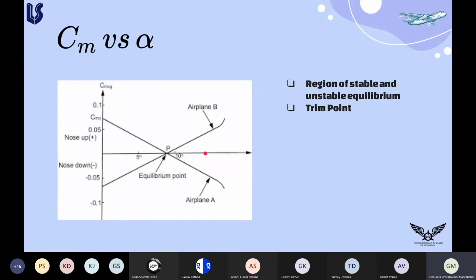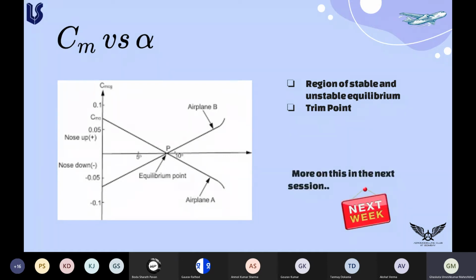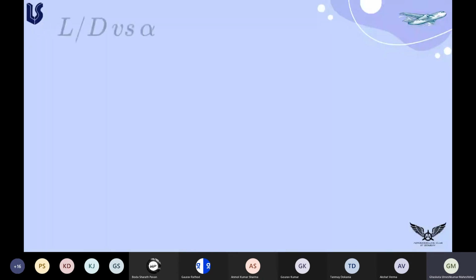Okay, so we are not going to go too deep on that because it's not important in our course. And more about this graph we will learn in a subsequent webinar. Okay. So now the next is the L by D versus alpha curve.